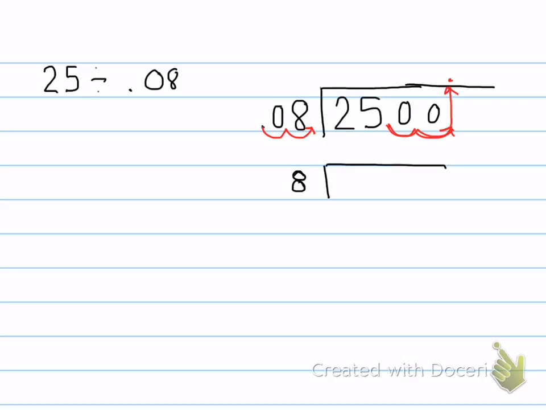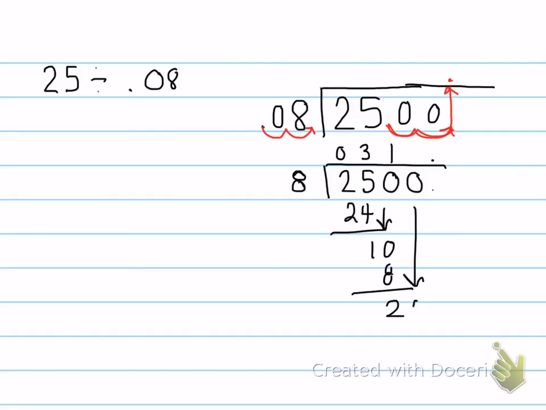So I'm really doing 8 into 2,500. And I can put the decimal here. There isn't another number after. I just know that my decimal is going to be that part of my problem. So 8 does not go into 2, but it goes into 25 3 times. 3 times 8 is 24. Subtract, I get 1. Bring down the 0. 8 goes into 10 one time. That's 8. Subtract, I get 2. Bring down the 0. 8 goes into 20 2 times. That's 16. Subtract, I get 4.